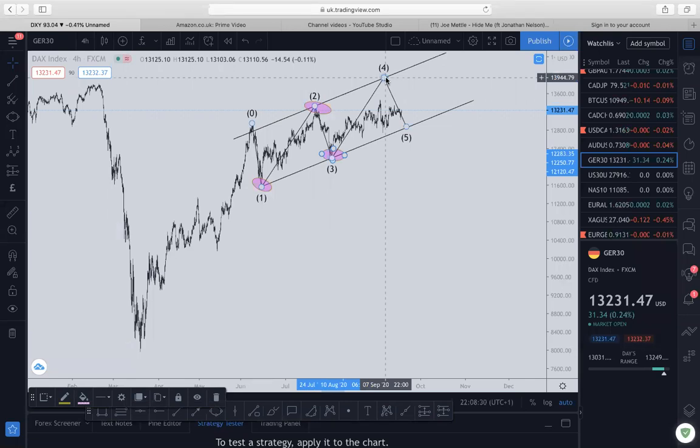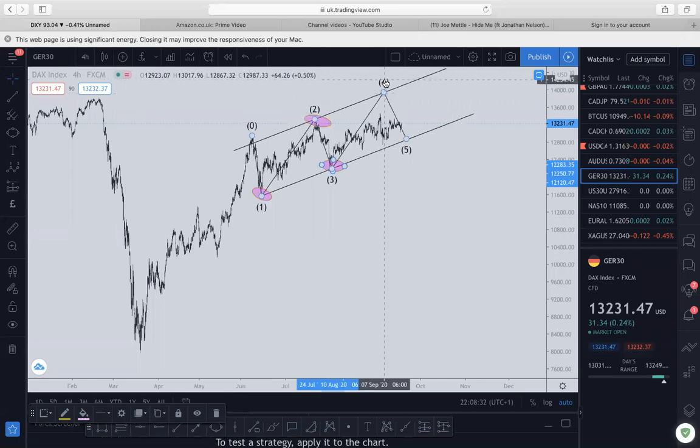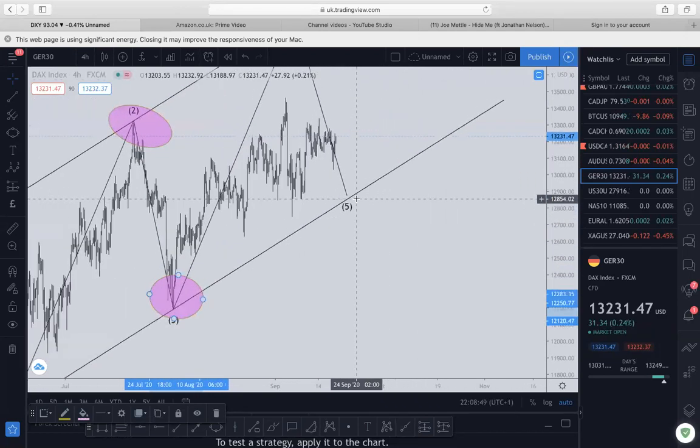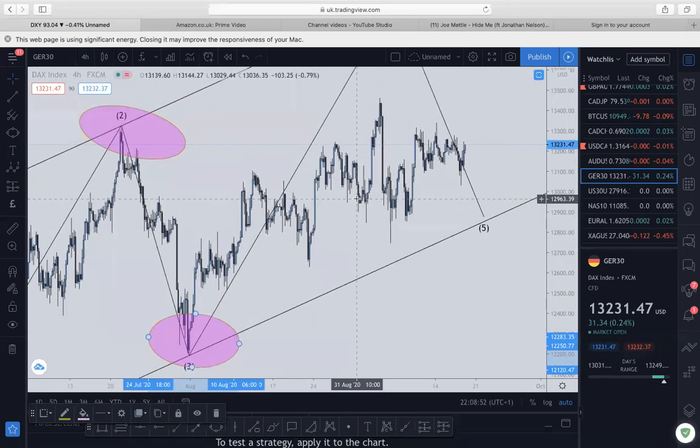Should make a higher high as it is upward trend. Because it didn't touch point 4. Thank you. I think people are really grasping it.